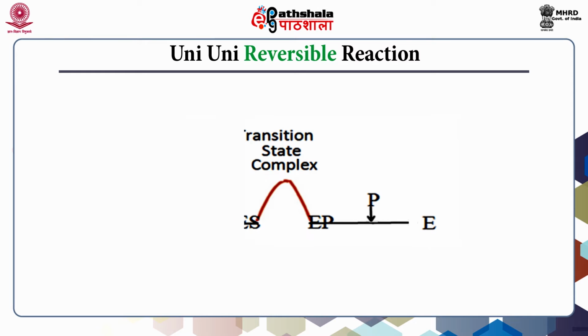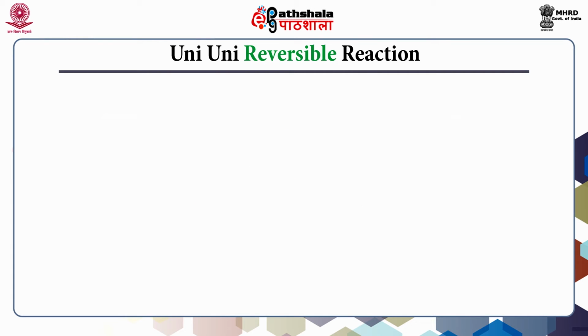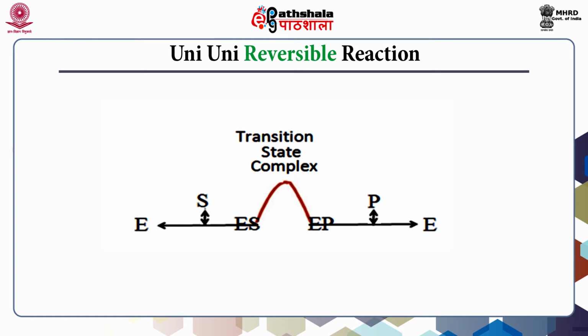The reaction may occur in the reversible direction also. Therefore, Uni Uni reversible enzyme catalyzed reaction involves 8 elementary steps. It may be binding of substrate with free enzyme to form enzyme bound substrate complex, or in the reverse direction, the dissociation of the bound substrate from the enzyme to yield free enzyme. Then transformation of the substrate bound enzyme to form transition state bound enzyme, and in the reverse direction, transformation of the transition state bound enzyme to substrate bound enzyme.